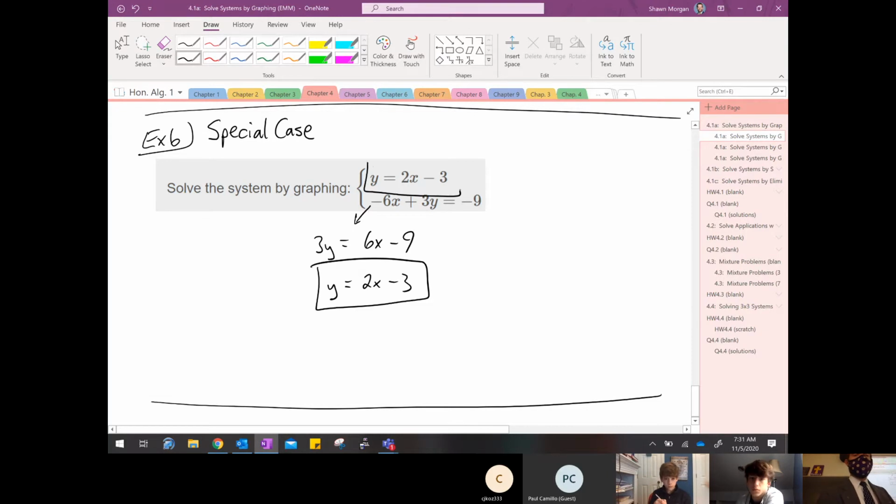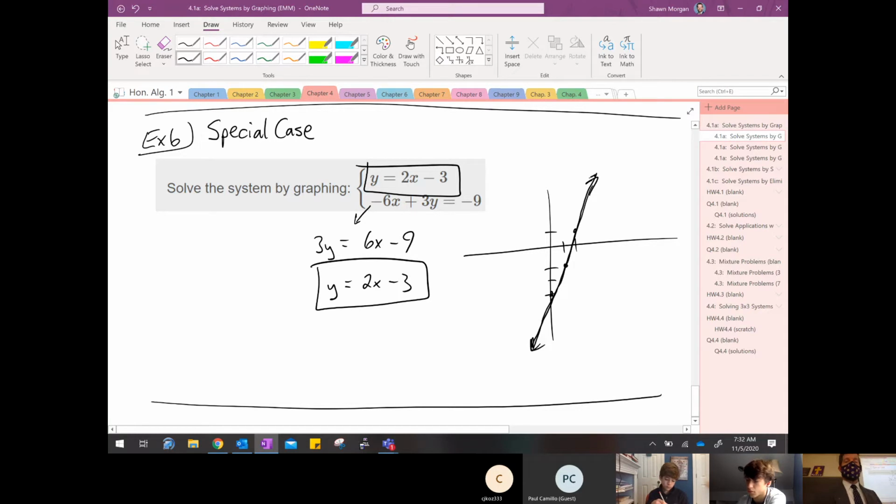And then I want to compare. What do I notice here? Yeah, they're exactly the same thing. It's a dependent system. They have infinitely many points in common with one another. So if I graph this one out, 1, 2, 3, go up 2, there we go, up 2 over 1. There's my first line, and there's my second line. It's real trivial. There are infinitely many points of intersection, so we'd say there are infinitely many solutions. Because, as James said, it's a dependent system. Your solution just depends on where you want to look on the line.